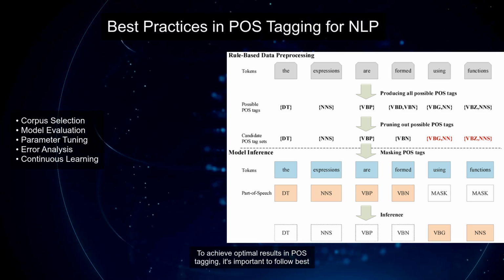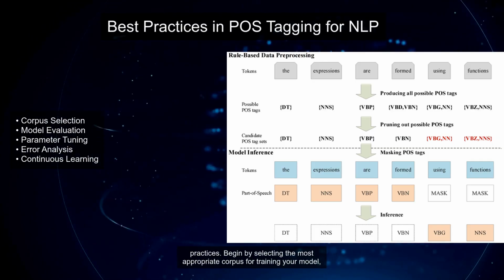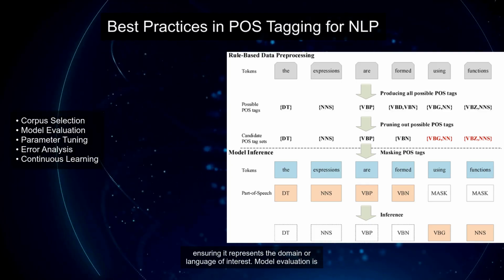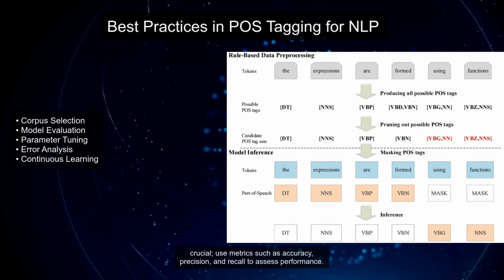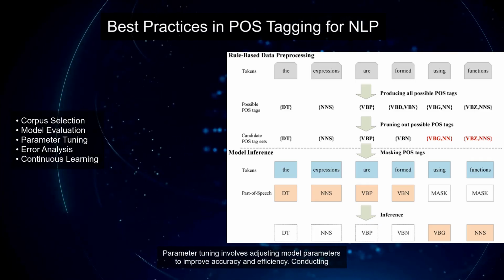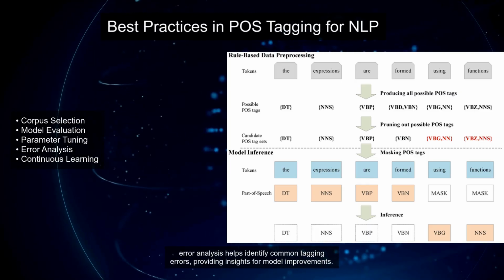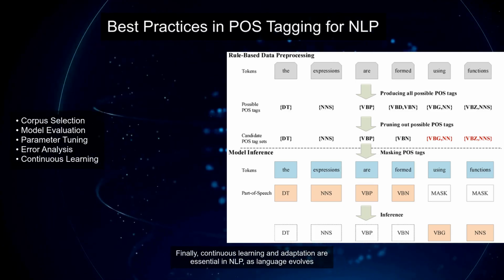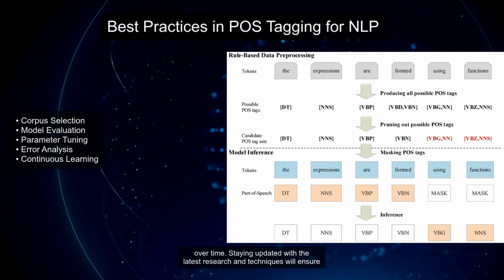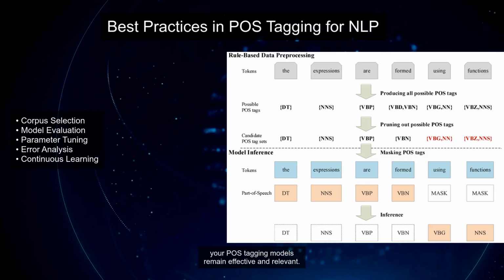To achieve optimal results in POS tagging, it's important to follow best practices. Begin by selecting the most appropriate corpus for training your model, ensuring it represents the domain or language of interest. Model evaluation is crucial. Use metrics such as accuracy, precision, and recall to assess performance. Parameter tuning involves adjusting model parameters to improve accuracy and efficiency. Conducting error analysis helps identify common tagging errors, providing insights for model improvements. Finally, continuous learning and adaptation are essential in NLP, as language evolves over time. Staying updated with the latest research and techniques will ensure your POS tagging models remain effective and relevant.